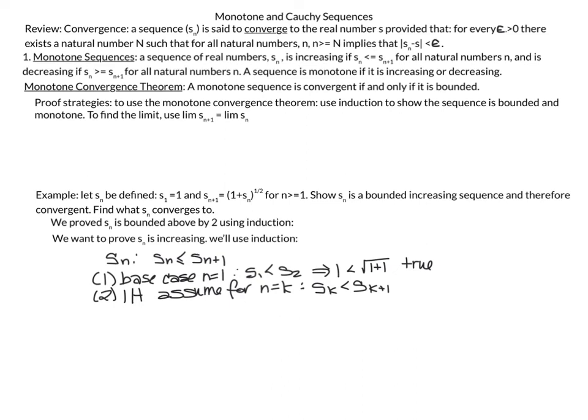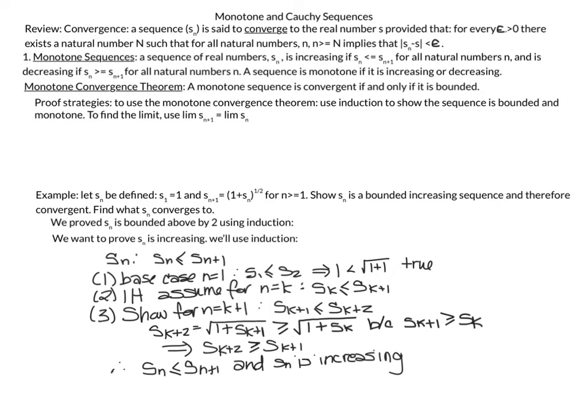And since I said we're going to use induction, we have our base case for n equals 1. We want that S1 is less than S of n plus 1, which is S2. And we already showed that 1 is less than the square root of 1 plus 1. So that's true. Now we're going to do our inductive hypothesis. We're going to assume that the statement is true for n equals k. In other words, Sk is less than or equal to S of k plus 1.